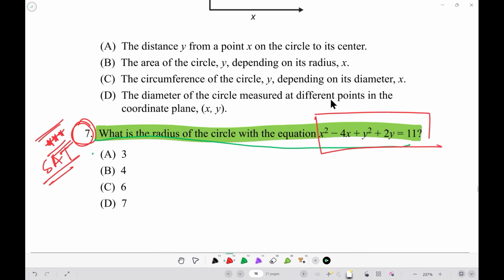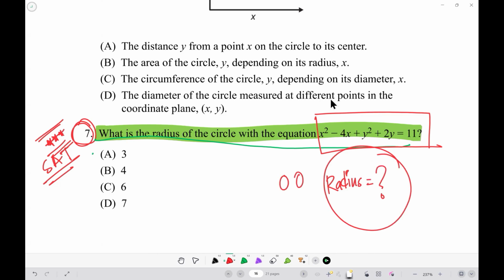And we are asked, what is the radius? Mr. Radius is our point of interest. You just need to find the value of the radius. What is the value of radius, and how do you find it?